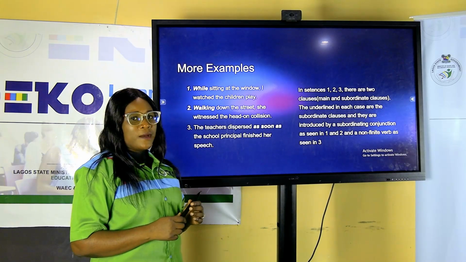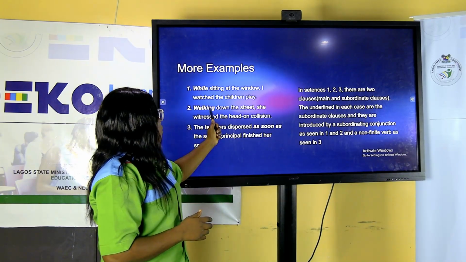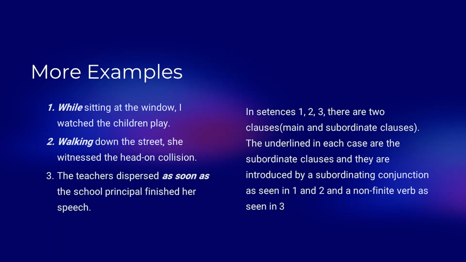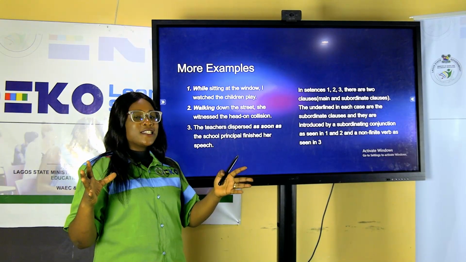Let's look at more examples. While sitting at the window, I watched the children play. Walking down the street, she witnessed the head-on collision. Look at these sentences. The teachers dispersed as soon as the school principal finished her speech. All of these are complete sentences, of course.